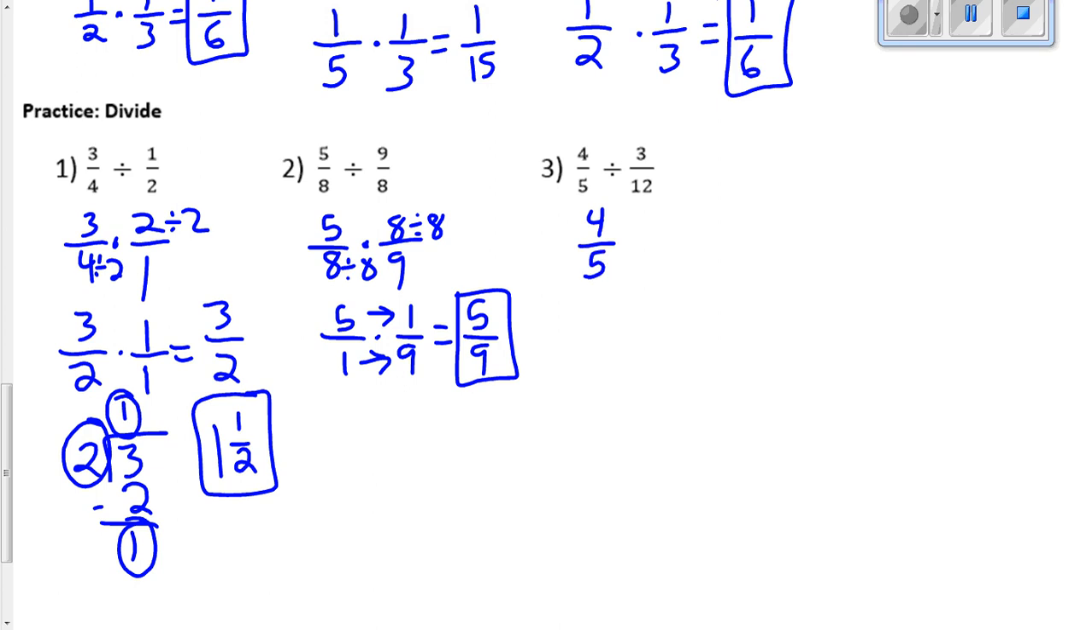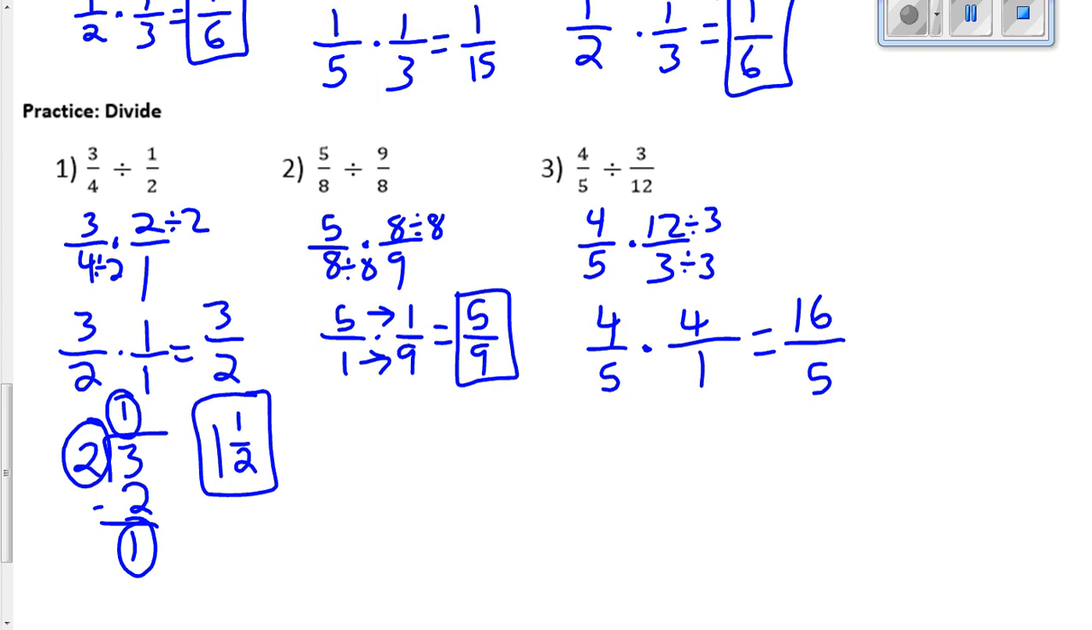All right, this next one. 4/5 divided by, or times, 12 over 3. I know that 3 can go into 12, and it can also go into 3. So I'm going to have 4/5 times 12 divided by 3 is 4. 3 divided by 3 is 1. So that's going to be 16 over 5.